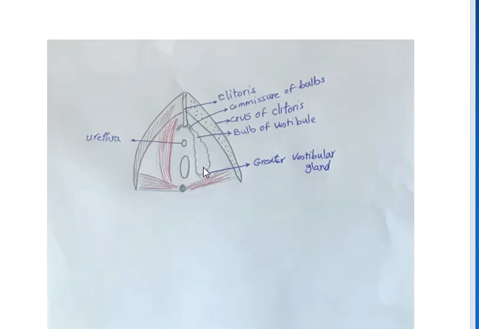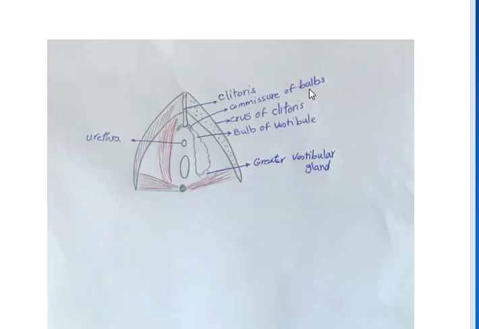Look carefully. The tapering anterior ends of the bulbs here are united in front of the urethra by a venous plexus called the bulbar commissure.